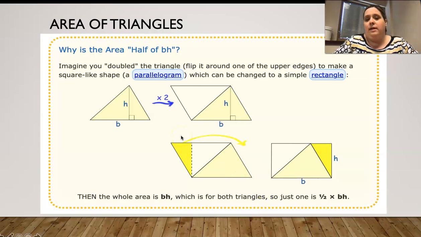So here's an example of why areas of triangles are half of the base times the height. It says if you double the triangle and flipped it, it would make a parallelogram, which can be changed to a simple rectangle. So the area of a parallelogram is base times height, which is on your worksheet. But I also want you to email me to show me that you're watching this video. What is the area of a parallelogram? Okay, so our area of a triangle is half base times height, but what is our area of a parallelogram?